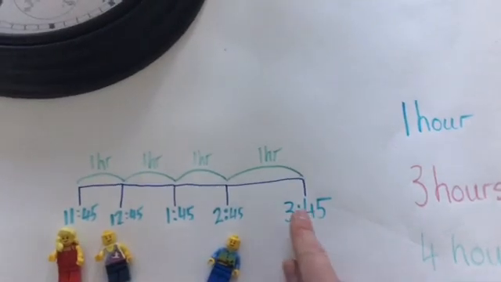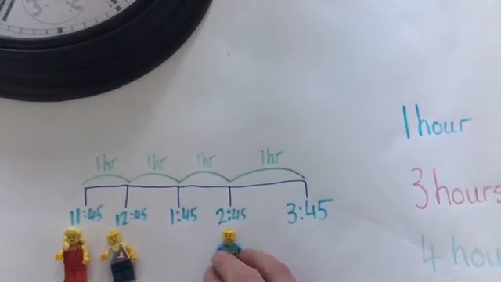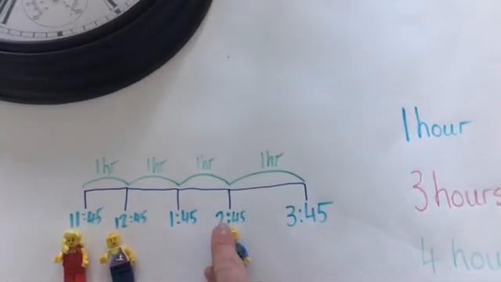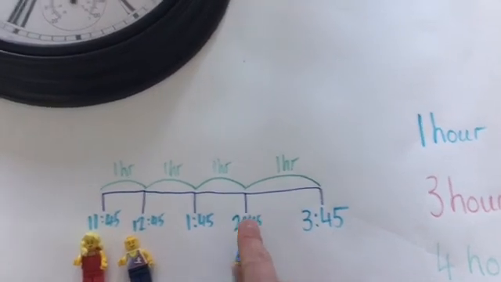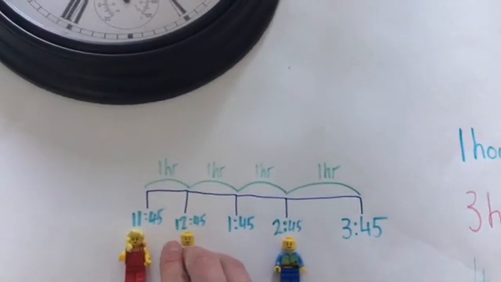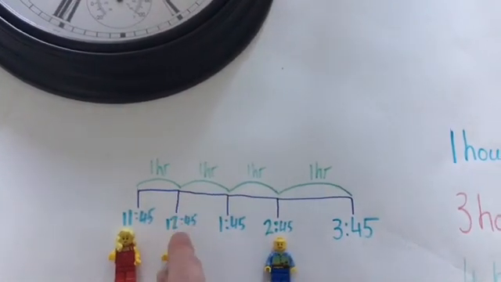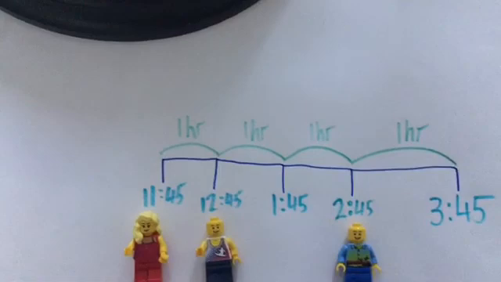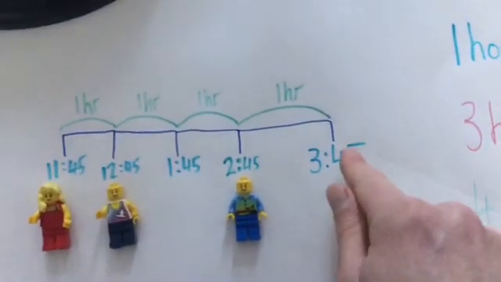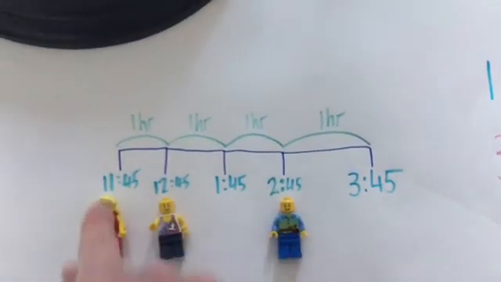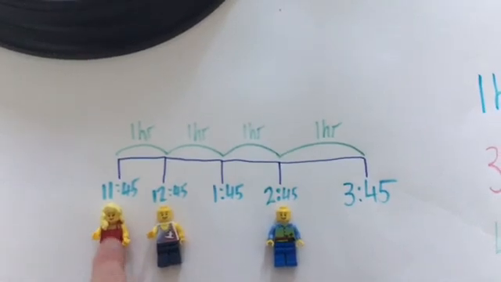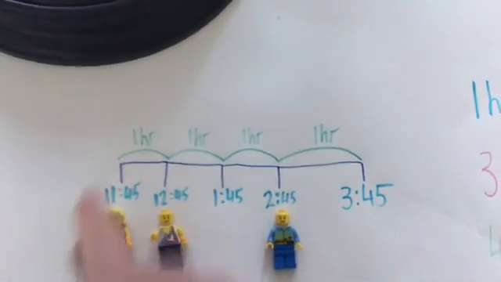And I was able to work out that this character, who'd been there for an hour, had been there from 2:45. This character here had been there for 3 hours, so would have been there from 12:45. And then lastly, this character would have been here from 11:45, because that's the last hour.